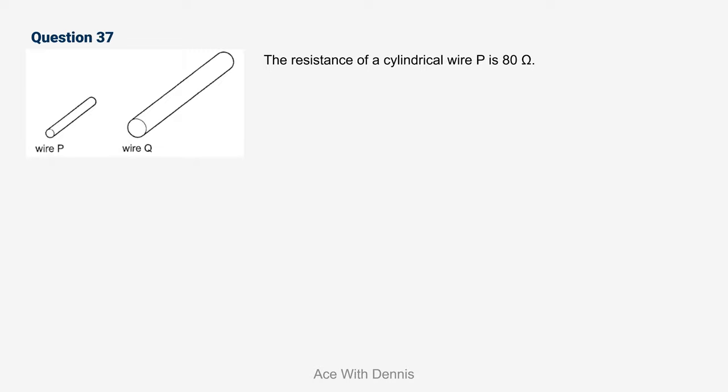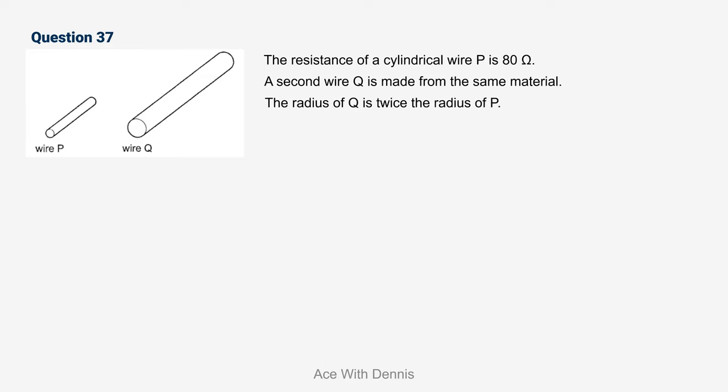Question 37, given this diagram, the resistance of a cylindrical wire P is 80 ohms. A second wire Q is made from the same material. The radius of Q is twice the radius of P. The length of Q is twice the length of P. What is the resistance of Q?